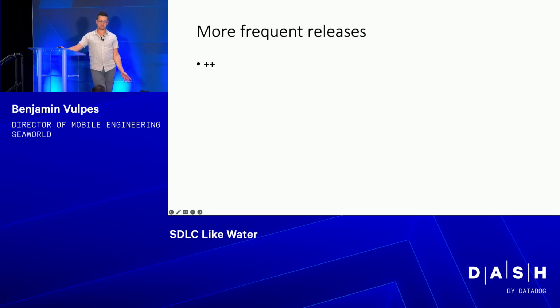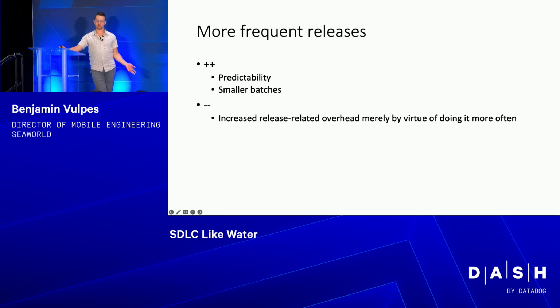More frequent releases. This should be easy, right? We like the predictability of it. We like the small batches. Small batches are great. What don't we like about it? We increase release-related overhead merely by virtue of doing it more often. So just releasing more often means that we buy the fixed costs of doing those releases more often. Not rocket science, but worth pointing out.